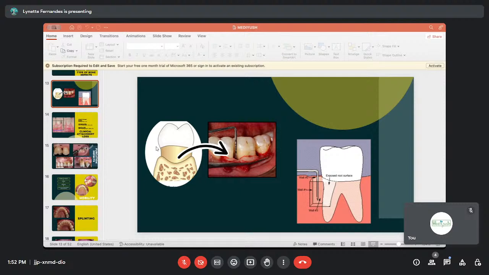We have 7, 8, 9, 10. So it gives you marking up to 10 mm. That is the Williams probe. So when we are probing, we do not keep removing the probe out. We go and we walk the probe along the entire gingival sulcus. We keep walking the probe throughout until we record all the pocket depths.